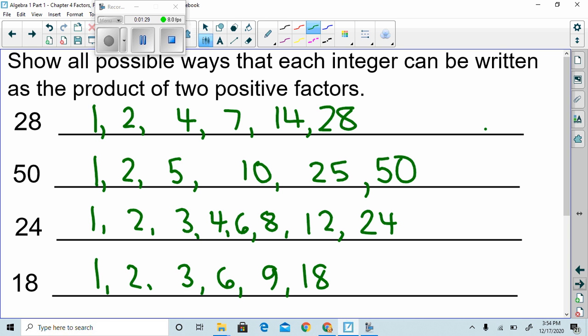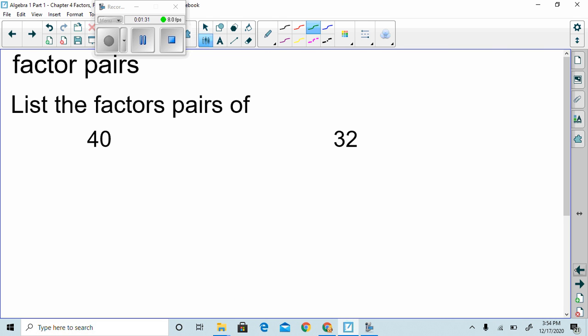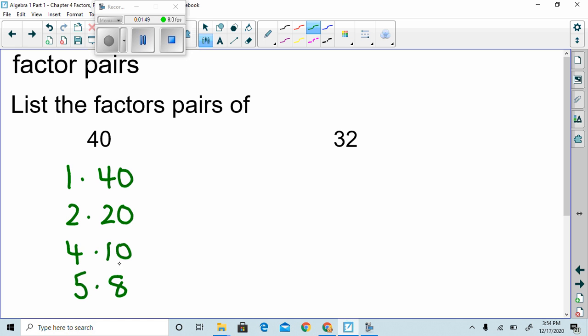Another way you might be asked to list, instead of just a long list, is maybe pairs. This would be 1 times 40 and 2 times 20, just another way of representing it, and 4 times 10 and 5 times 8. Sort of going right down that list of rules of divisibility. 1 and the number itself, 1 times 32, 2 times 16, and if you like this method better, use it, and 4 times 8. And there's our factor pairs.